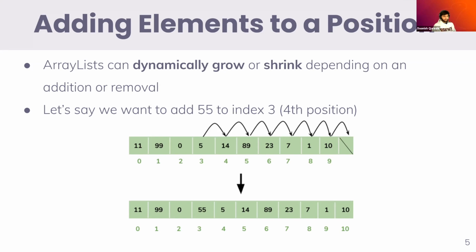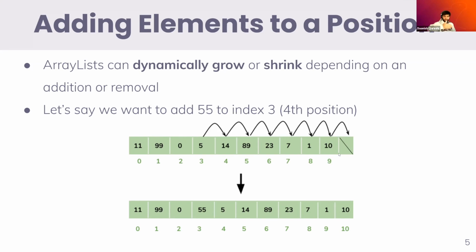Okay, good. So let's say we want to add the number 55 to index 3. What happens is Java takes that third index, slides everything over, and places 55 in the third index. So we have a visual here. We have our array list existing here.